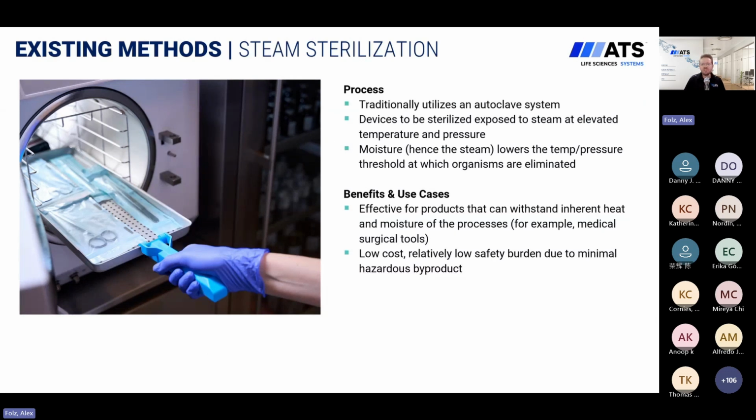Steam sterilization typically utilizes an autoclave system where the devices to be sterilized are exposed to steam at an elevated temperature and pressure. This moisture lowers the temperature and pressure threshold at which organisms are eliminated, which is the modality of sterilization here. So oftentimes this can be useful and effective for products that can withstand a lot of the heat and moisture of the processes. For example, some of the metallic medical surgical tools you're seeing on the left here can occasionally be a bit more of a challenge for single-use medical devices.